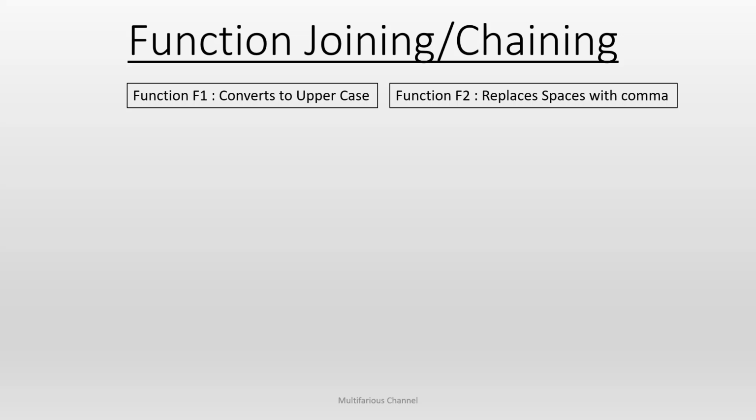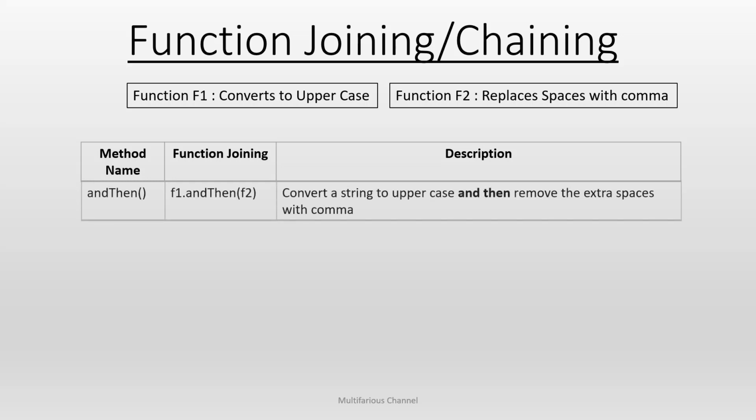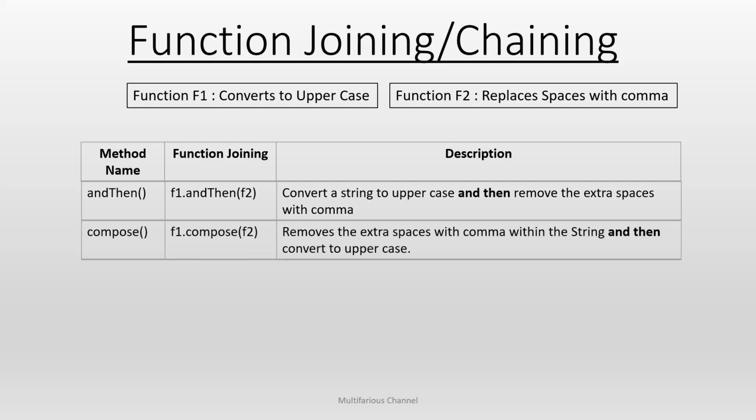So if I use the andThen method, then the function joining will look like f1 andThen f2, and these two functions will combine together to first convert the string to uppercase and then remove the extra spaces from the string. If I use the compose method, then the function joining will look like f1 compose f2, and these two will combine together to first remove the spaces and comma from the string and then convert that particular string to uppercase.